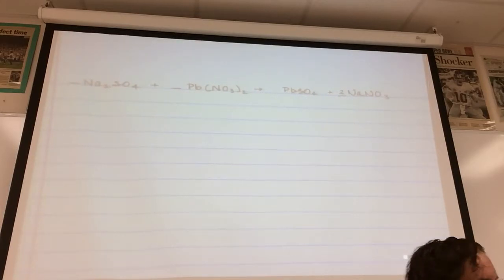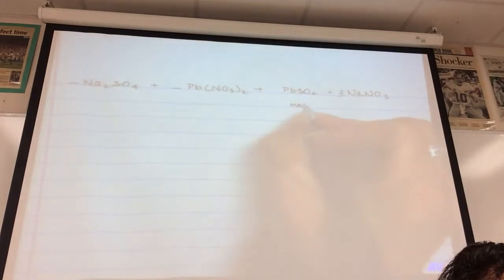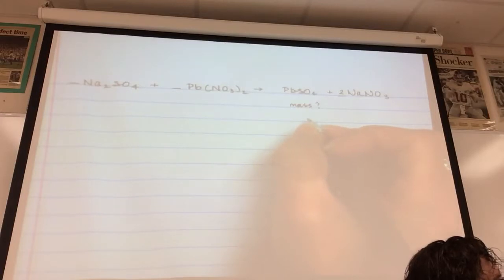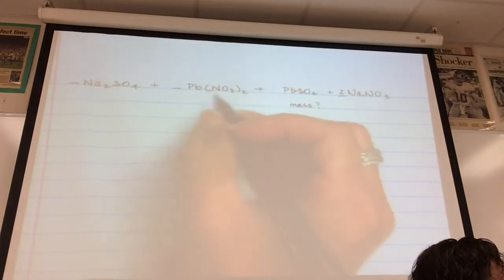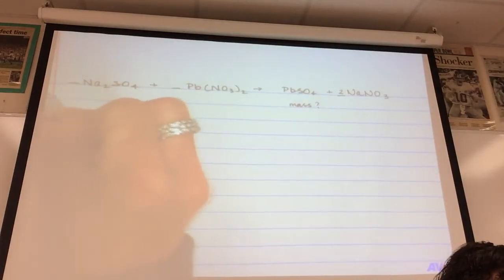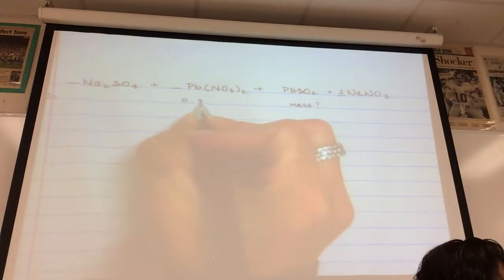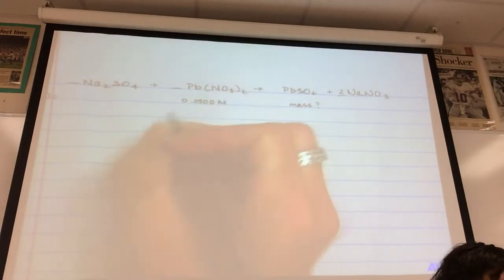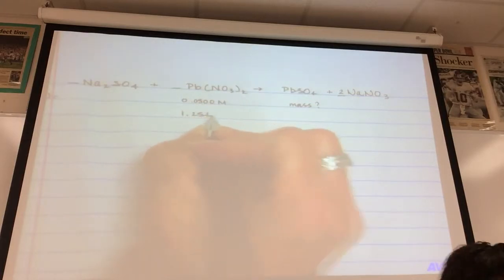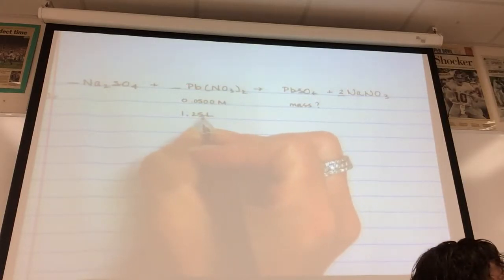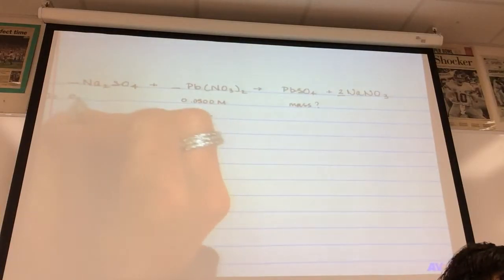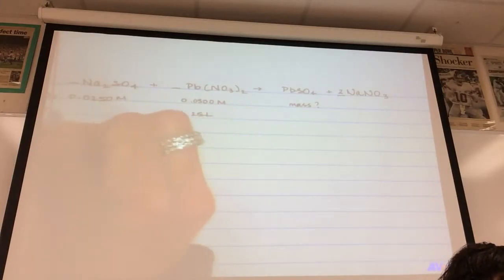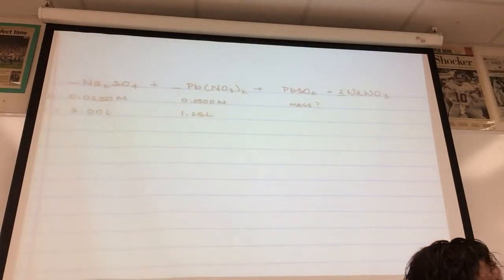Once you have that, you can get the information down. We're looking for the mass of this one, so essentially the theoretical yield of the lead 2 sulfate. Just be careful, the information's given a little bit backward. In regard to concentration, we have 0.0500 molar. We have 1.25 liters of it. In regard to the sodium sulfate, our concentration is 0.0250 molar, and the volume is 2 liters.